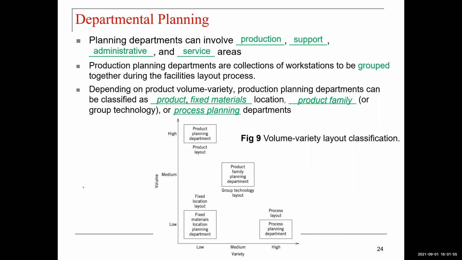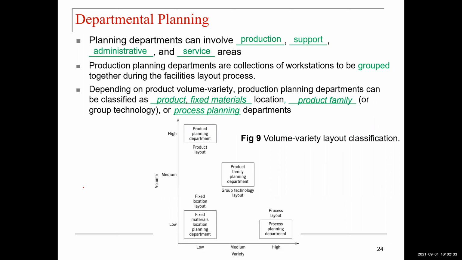On the other side, let's say you have a low variety but with a high volume. In those cases, you have a product department or a product layout. We're going to show some examples soon. Same thing, if you have very high variety and low volume, you want to proceed with a process planning department. And if you have a medium variety and a medium product volume, you look at the product family planning department.